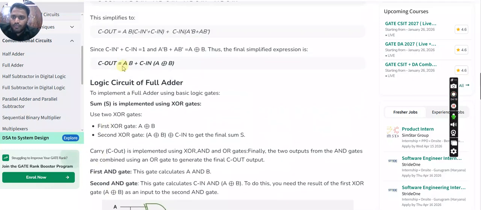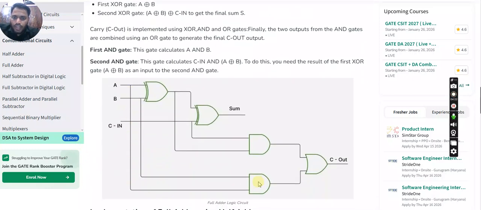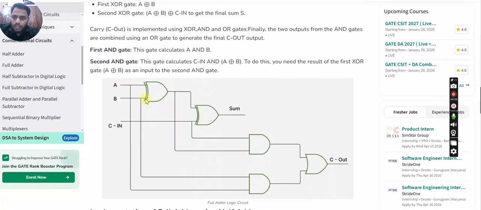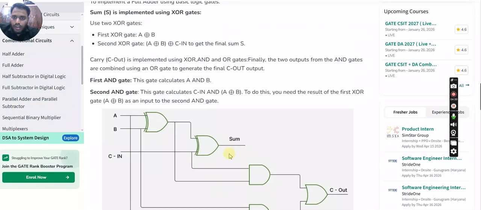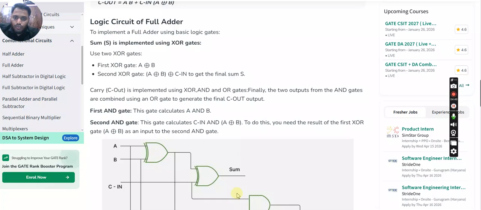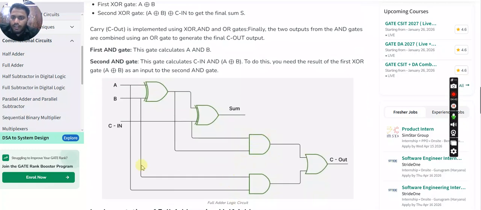Whereas for carry we have A and B. First do A AND B, and then do A XOR B. Take the A XOR B here and combine A XOR B with C in. So take that C in and place it here. Then you have A XOR B and C in, and for that we have an AND gate. So this is the AND gate, and for this we have the AND gate already.